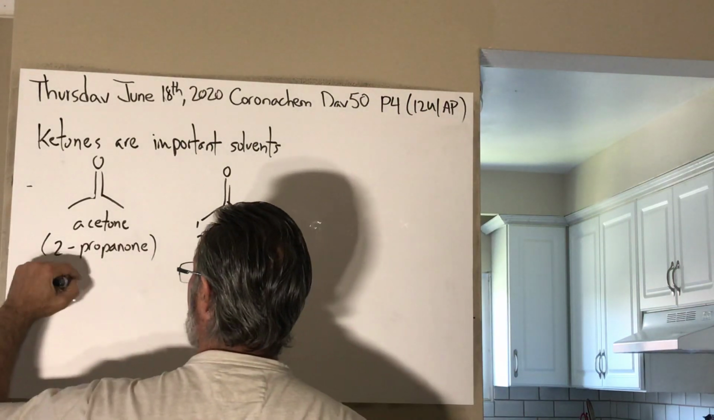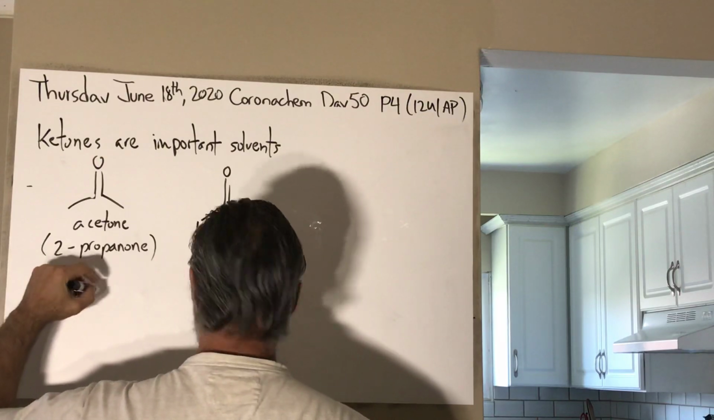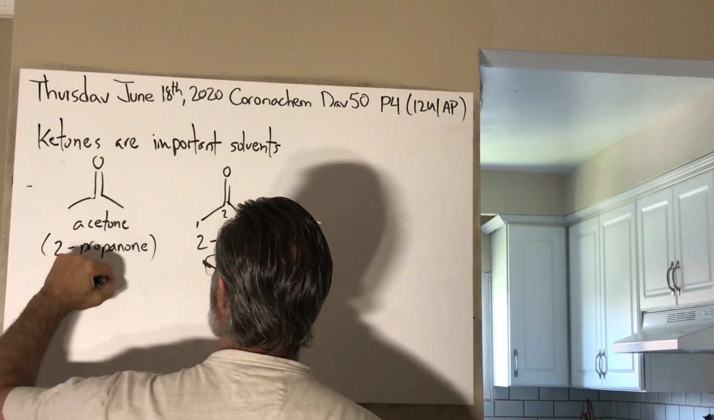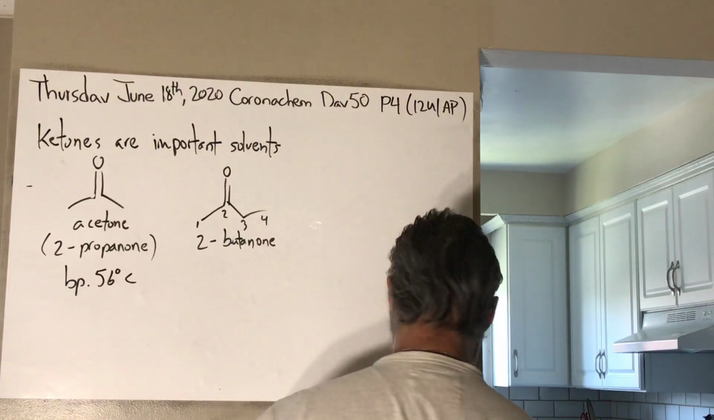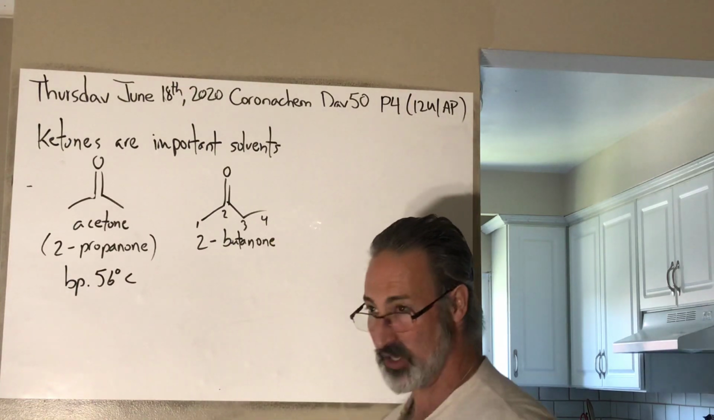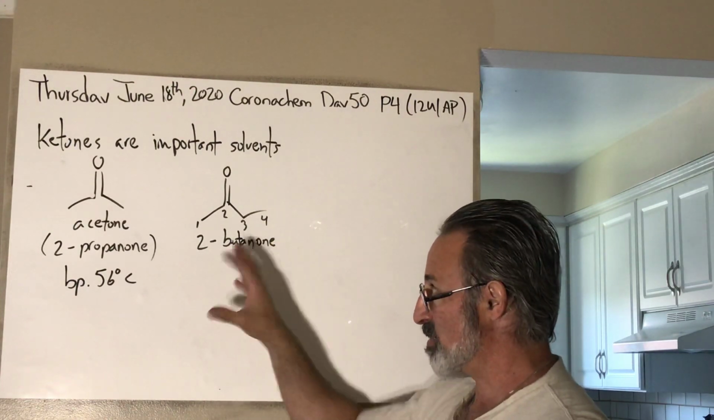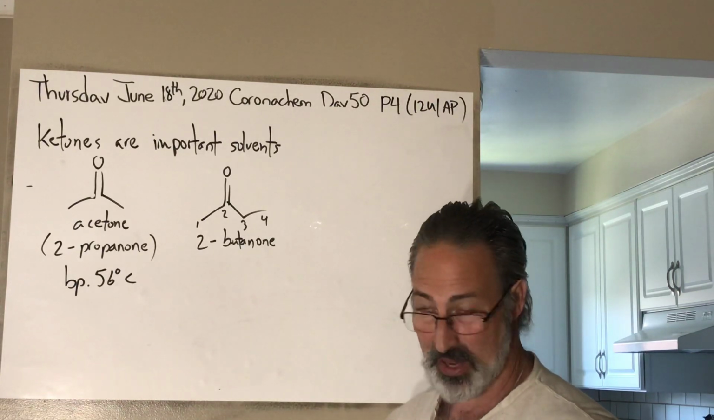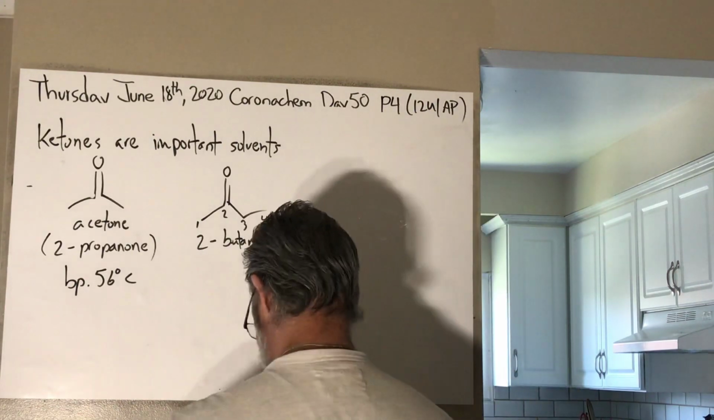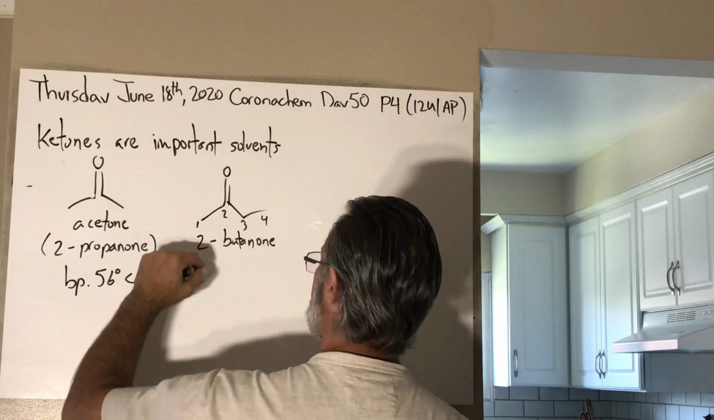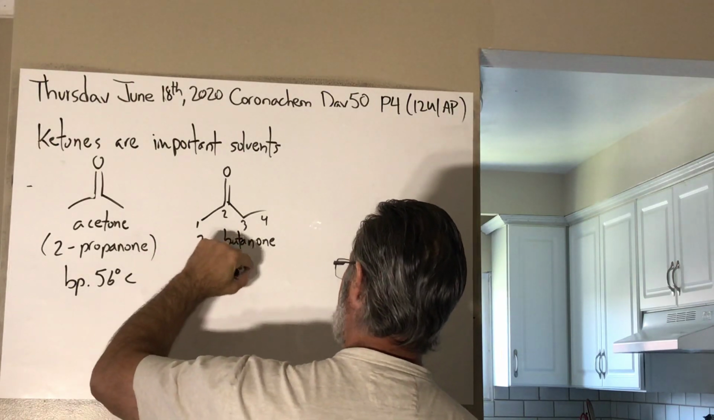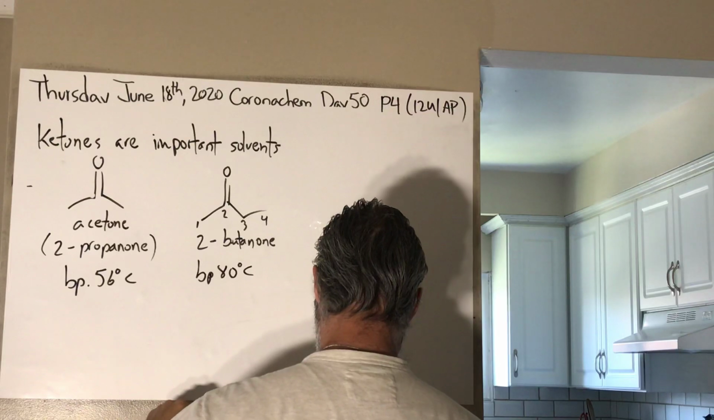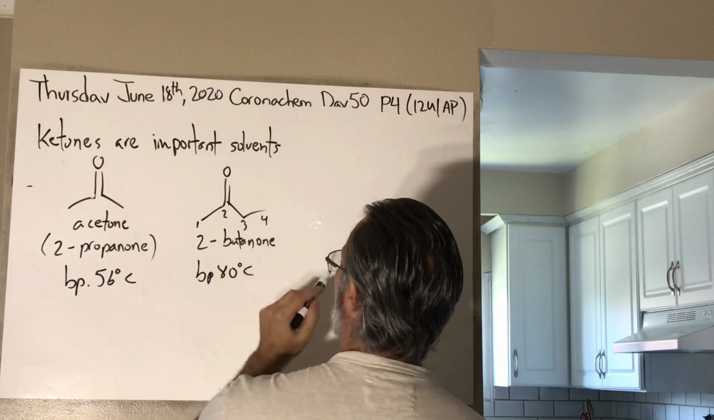Boiling point of propanone, of 2-propanone or acetone is 56 degrees Celsius. The boiling points are always important because very often you have mixtures that you want to isolate something that's in the solvent. So if the solvent is easy to evaporate, that makes it more convenient for use. 2-butanone has a boiling point of 80 degrees Celsius. And it's also known as methyl ethyl ketone.